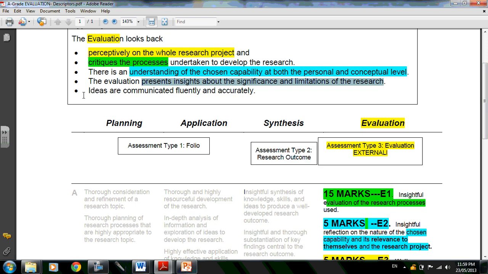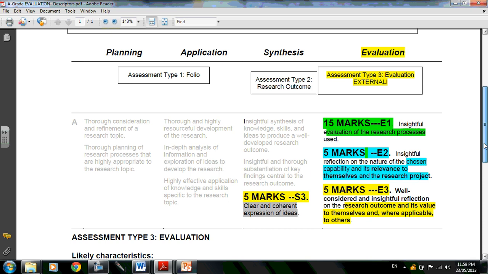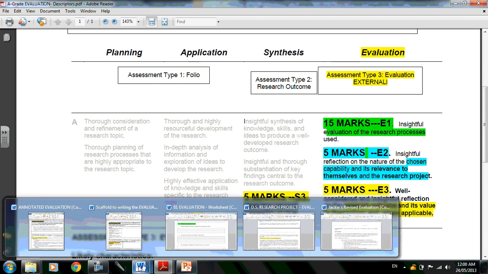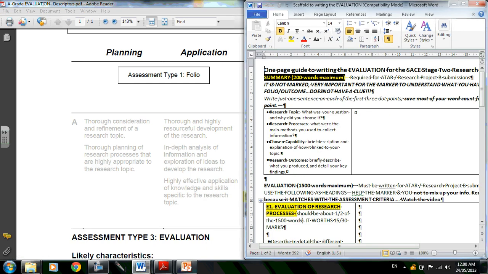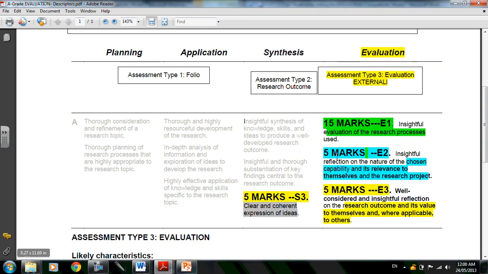And I want you also to understand that the ideas are communicated fluently and accurately, and this is 5 marks from the synthesis. Here are your criteria and how the marks are allocated. 15 marks is the evaluation of the research process. That's why in the pages I'm giving you here, I'm telling you it should be about half of the 1500 words, because it is half of your writing. So don't rush the research process. It has to be 700 words at least, and well said. 700 words, yes, 700 words.